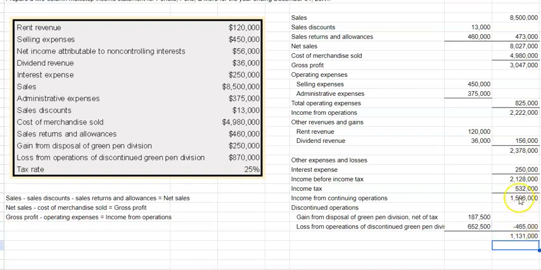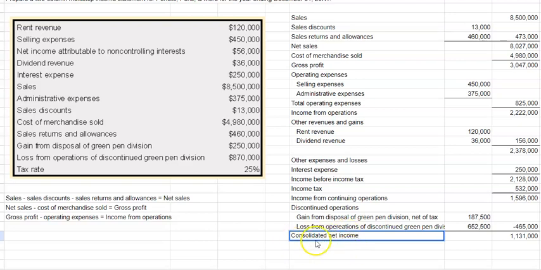So minus out that net effect of our discontinued operations, net of tax. And we're left with 1,131,000, and this will be basically our consolidated net income. This is all of our net income from the two.